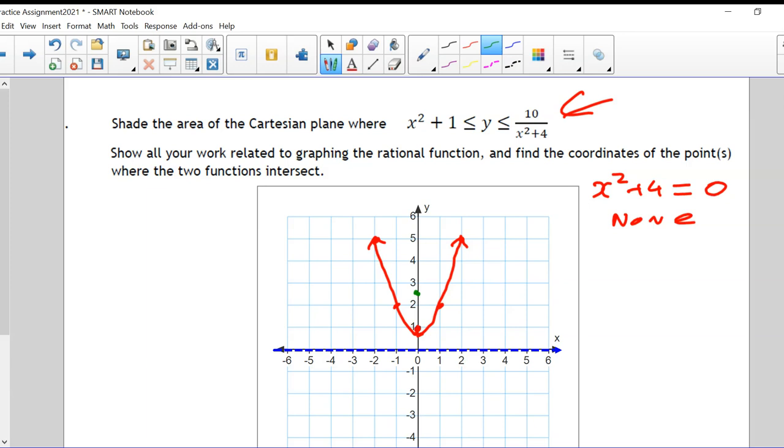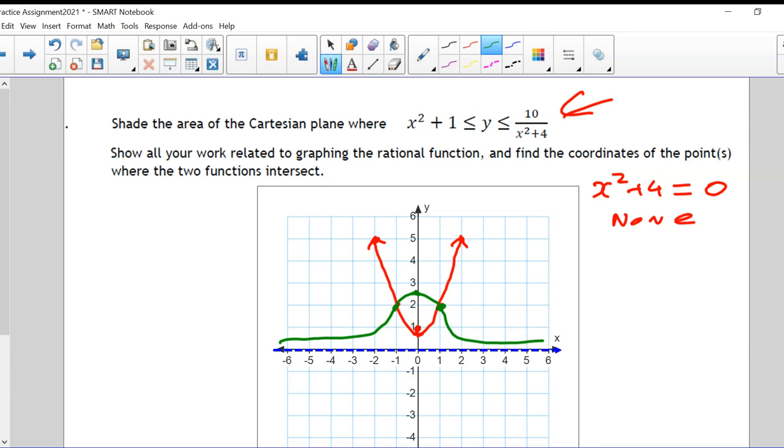And I also remember that the two functions intersected at 1, 2. So minus 1, 2, and plus 1, 2. So I know I have to go through these 2 points right here. So I'm going to do this. All right, so that's not a very symmetrical drawing, but you get the idea, or hopefully get the idea from that.